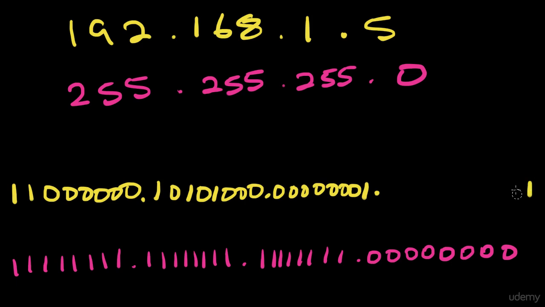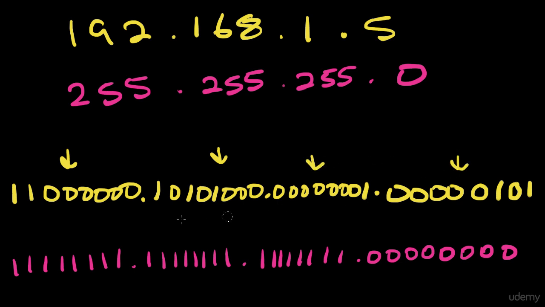That column is 1. This column is 2, and this is 0. This column is 4, and this is 1. 4 plus 1 is 5. And then we have to fill this out to 8 bits. So this is 192, this is 168, this is 1, and this is 5.